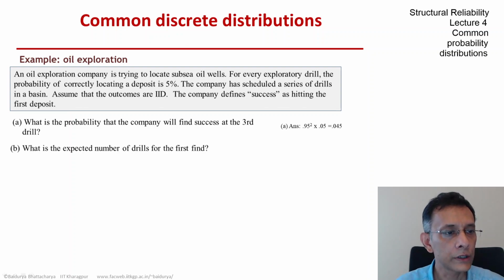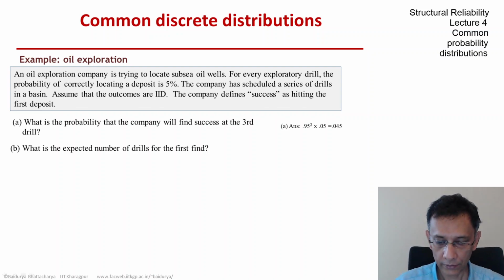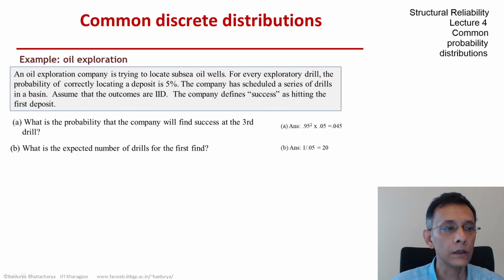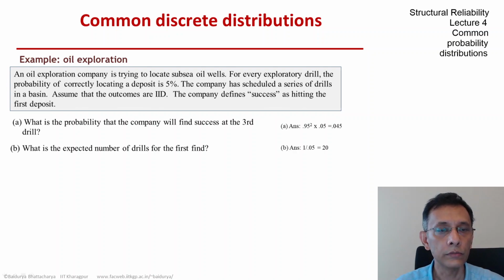The second question also is a straightforward application of the geometric random variable. We are looking for the mean of the geometric random variable, and that, as we know, is 1 divided by p. So the expected number of trials to the first success would be 20.